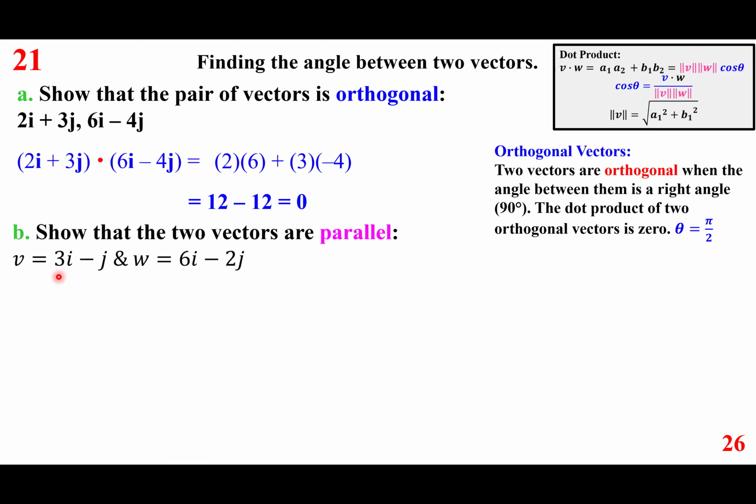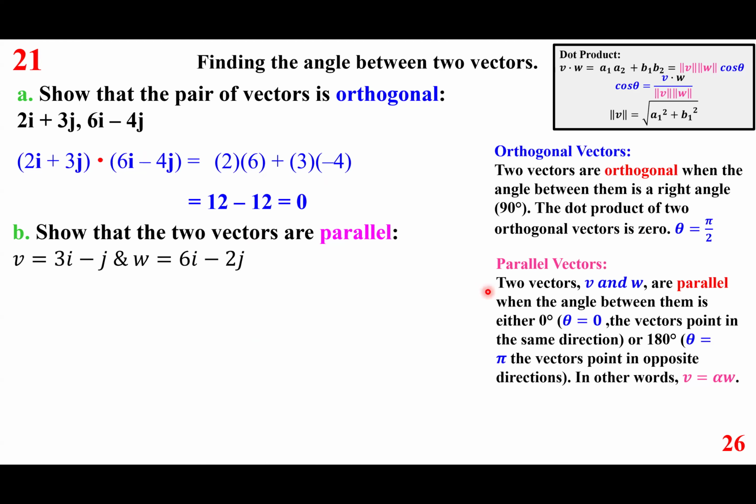Show that the two vectors are parallel. V is 3i minus j and W is 6i minus 2j. Now, what about parallel vectors? Two vectors V and W are parallel when the angle between them is either 0, theta is 0, the vectors point in the same direction, or 180 degrees, theta equals pi, the vectors point in the opposite direction. In other words, V is alpha times W.